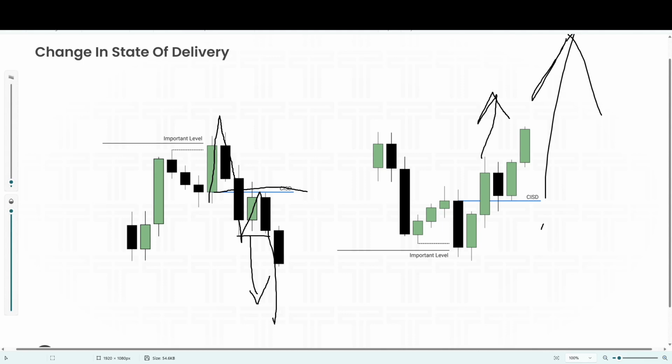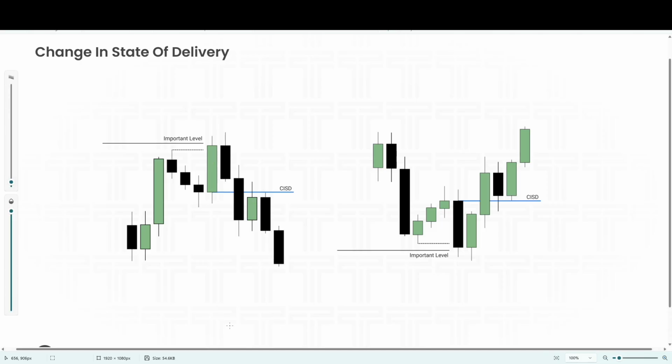Also, different setups. But if you have traded CISD as long as I have, you would have realized by now that it is prone to a lot of failures. Of course, sometimes it makes money, sometimes it fails, and most of the time it fails. And you're like, oh my god, what did I do wrong? CISD is not good.